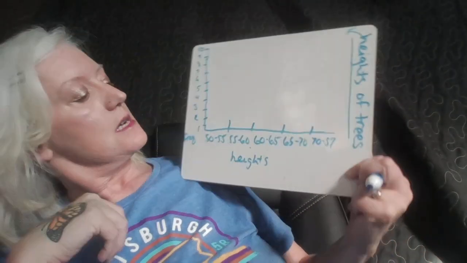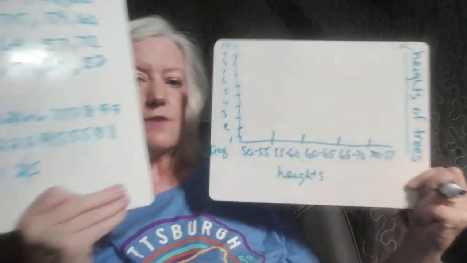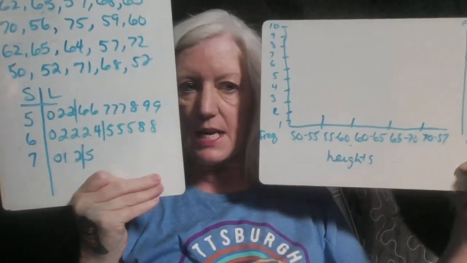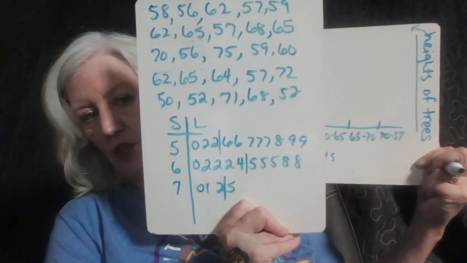Okay, now, quick recap. I had a great big list of numbers. I organized them for myself by putting them into a stem and leaf plot. Then I transferred the stem and leaf plot intervals that I made into intervals on the bottom. Now I'm going to make my bars. My 50 to 55 is my 50, 52, 52 in my stem and leaf. That's 3 numbers, so I go up to 3. Next, 55 to 60 is 1, 2, 3, 4, 5, 6, 7, 8. That went up to 8. 60 to 65 is 1, 2, 3, 4, 5.